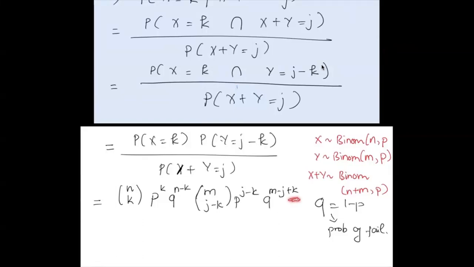Here I have plus K because I have N minus J minus K. So it is the same as N minus J and then plus K. The last one, we have N plus N trials, and we have J successes.